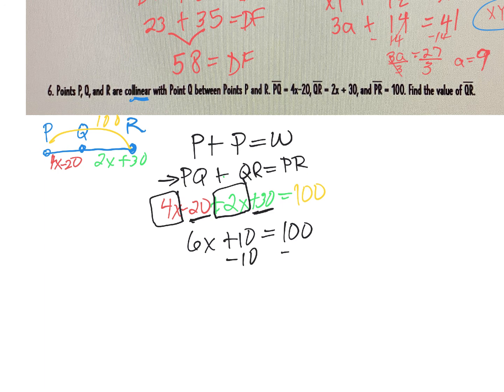Now, inverse operations for addition. So I'm going to subtract 10 on both sides. That gives me 6x equals 90. Then I'm going to divide by 6, because the inverse operation for multiplication is division. So when I divide, x equals 15.